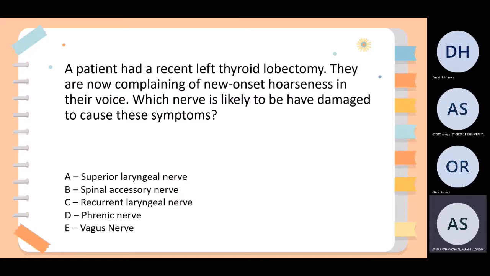So we're starting off with an SBA here. We've got a patient who's had a recent left thyroid lobectomy. They're now complaining of a new onset hoarseness in their voice. Which nerve is likely to have been damaged to cause these symptoms?